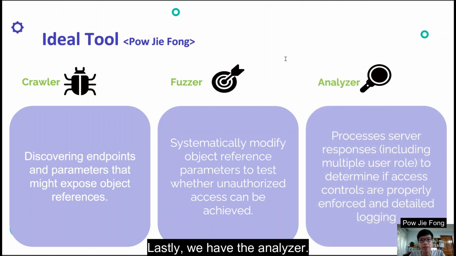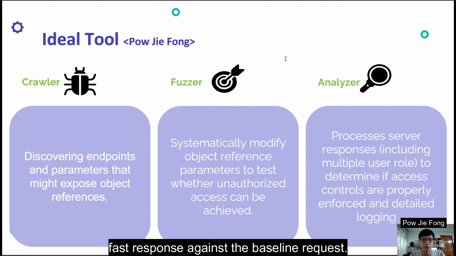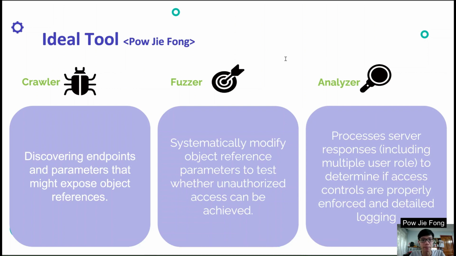Lastly, we have the analyzer. After scanning and trying to gain unauthorized access to other users' resources, it will compare the fuzzed response against the baseline request, and if it detects unauthorized data exposure from the fuzzed response, we will flag it as a potential IDOR vulnerability in the log. Ideally, this component should also simulate multiple user roles, which allows us to see if access controls are properly enforced on each level. And it also allows the user to export the log into an Excel file.